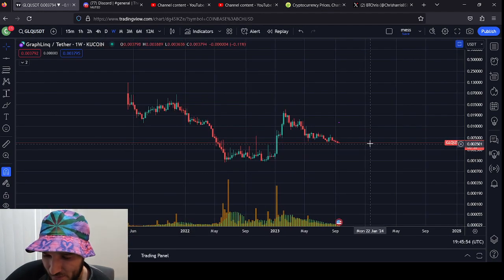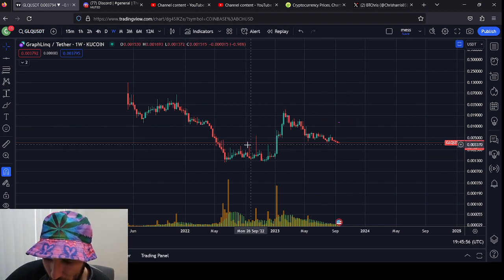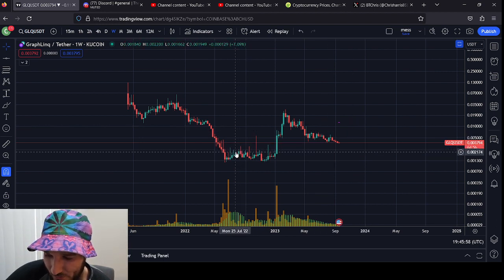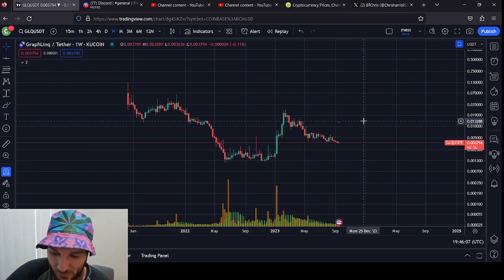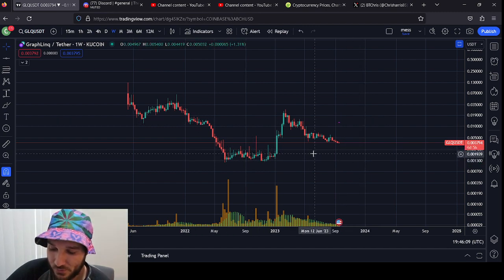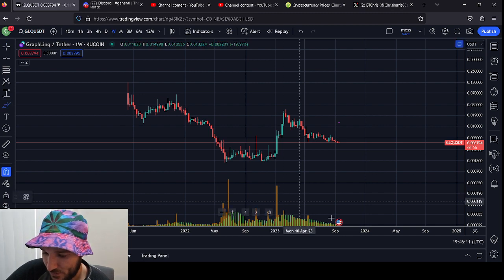I do think that GLQ goes down, probably down to this previous area of resistance, somewhere in there where you got the closing bases and these wicks here, around 0.3 cents to 0.2 cents, somewhere in that range. And then from there, we can talk about going up. The thing that it needs to do to prove itself that it's even worthy of that is let's build some volume out of this.